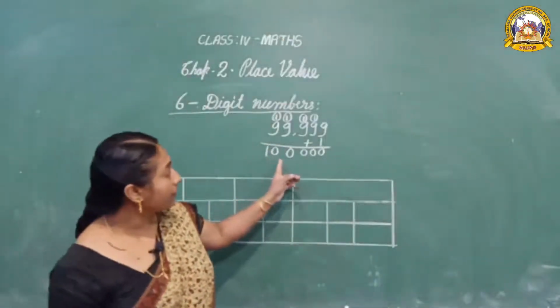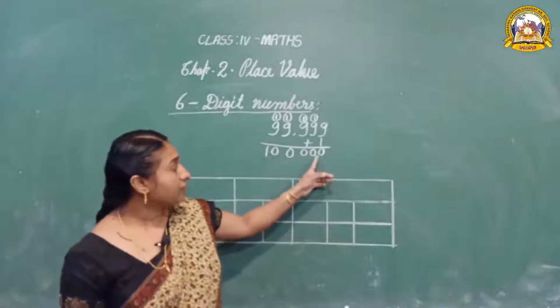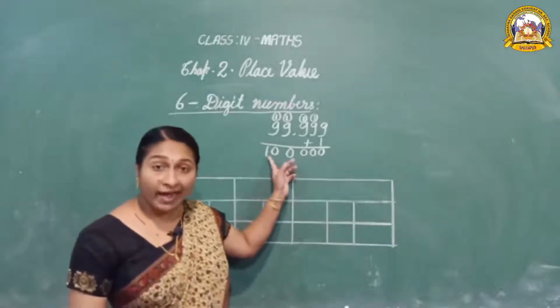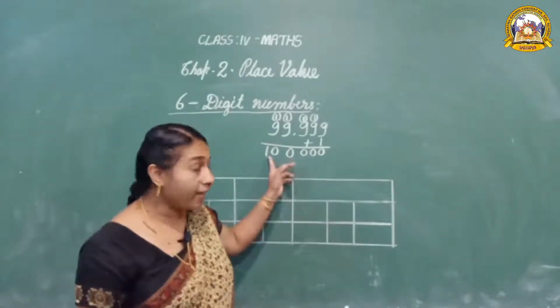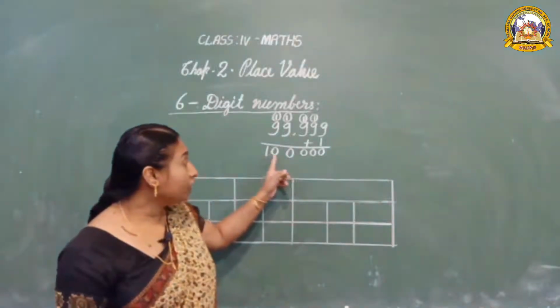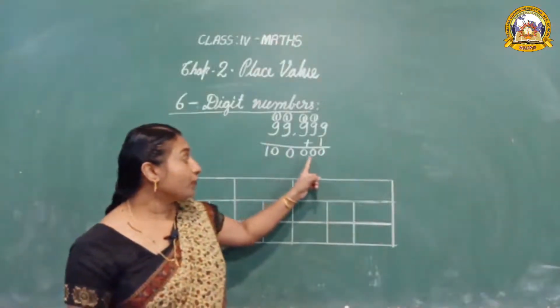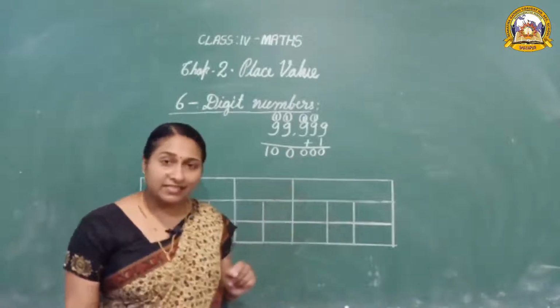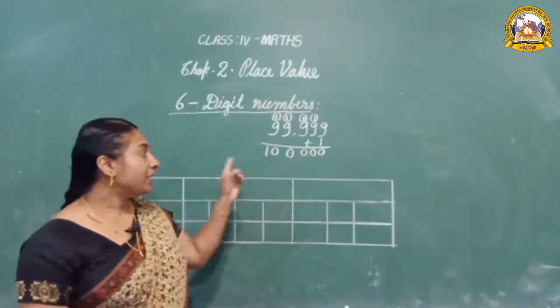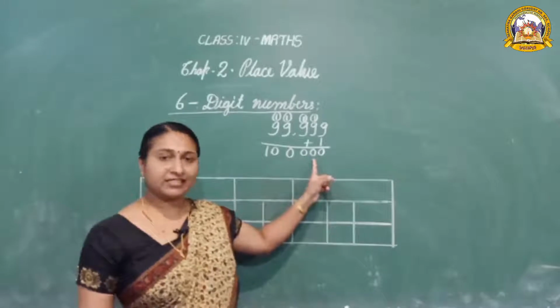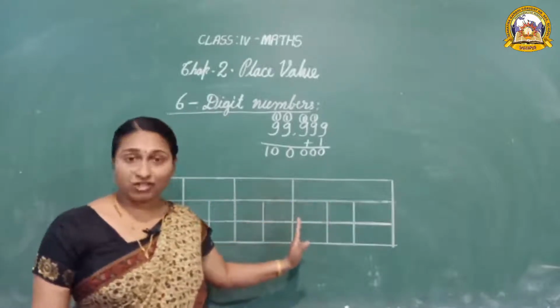Now our number is, can you read? It is 1 lakh. How many digits are there? 1, 2, 3, 4, 5, 6. 6 digits. Let us arrange this number in a place value chart.